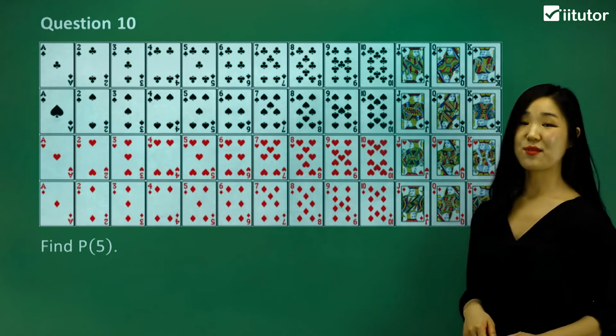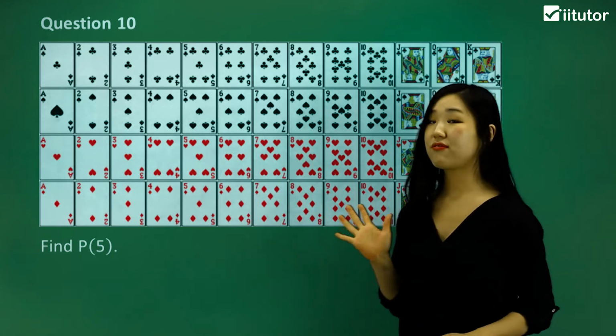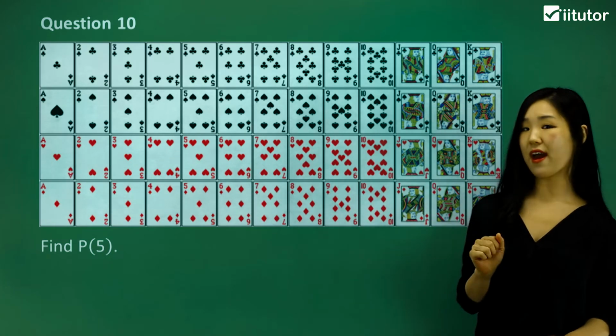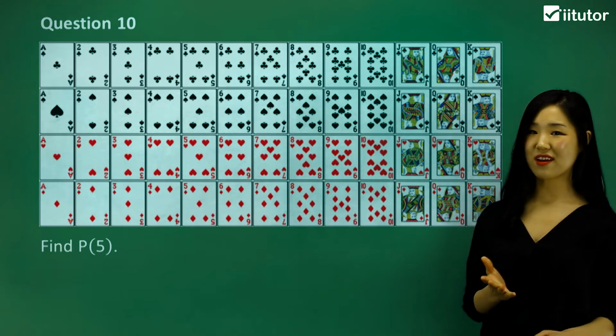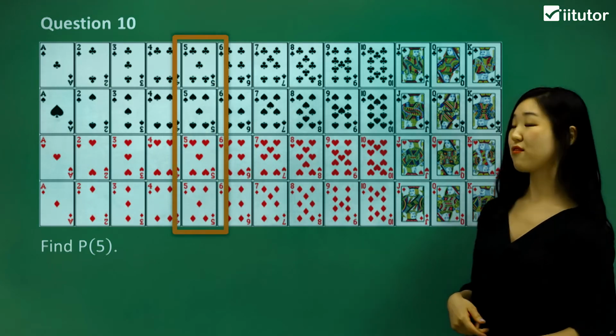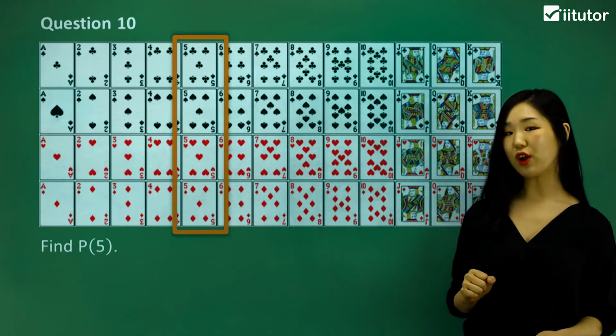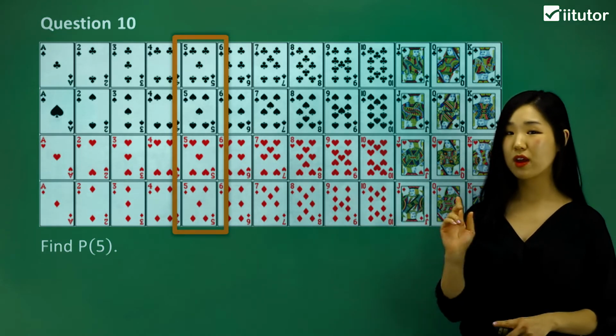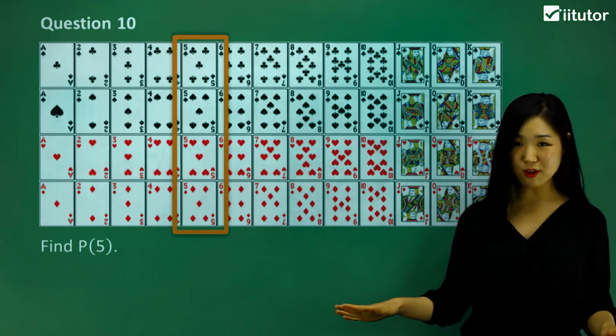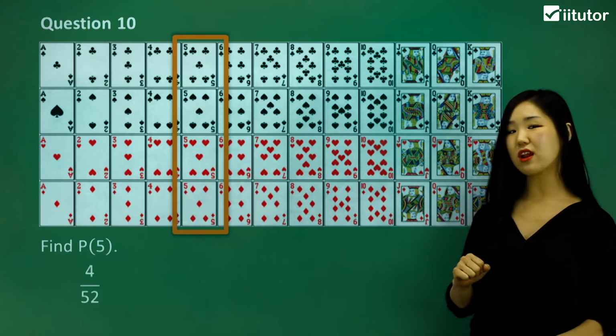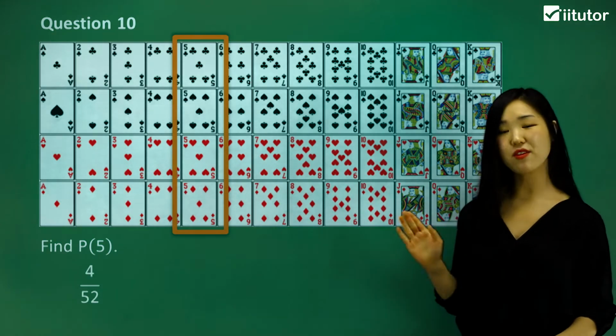Alright, let's look at the next one. Find the probability of a 5. Now 5 means the number 5. How many number 5s do we have in our card pack? There's 4 of them. 4 of them are 5s. And because we're looking for probability, always put it over the total number of outcomes. The total number of outcomes, we all know that is 52. So it's 4 out of 52.